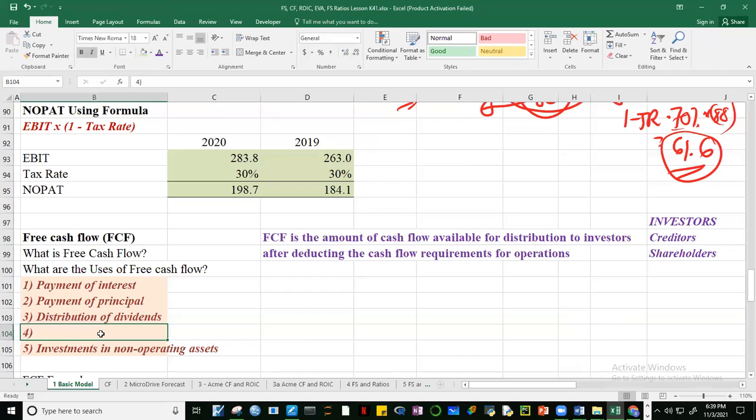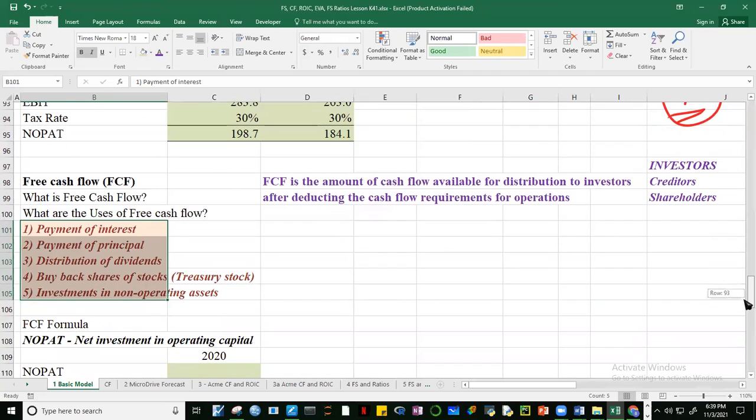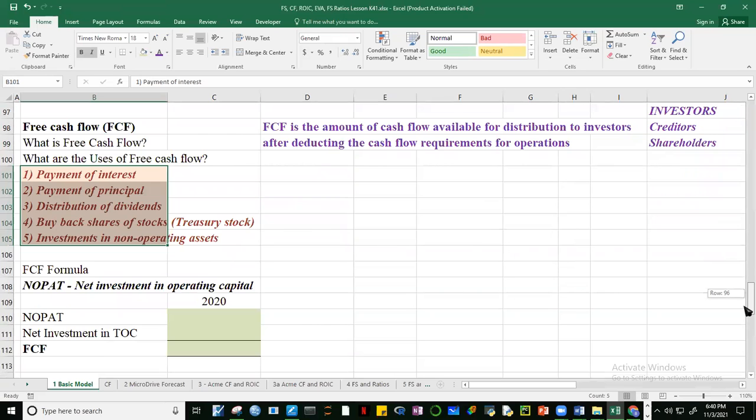So it's what we call, but we did this before, buyback, no? Buyback shares of stocks, or we call this the treasury. Treasury stock or treasury shares. Okay, generally, guys, these are the uses of free cash flow. Okay, and it's outside cash flow requirements. Kasi di ba yung cash flow requirements, yun yung working capital and long-term assets used for the operations of the business. Okay, so how do we now compute for free cash flow?